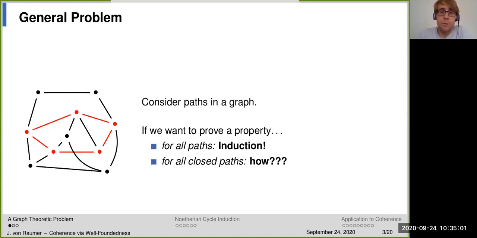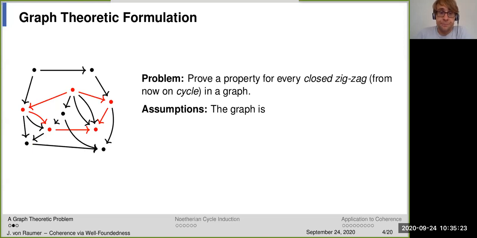But if you want to show a property that's indexed over all closed paths, then this approach first of all seems to fail, which is good, because the complexity in this is basically what allows us to do homotopy theory with something like homotopy type theory. But we're now in a situation where we have some further attributes on the cycles in the graph that actually allow us to have some sort of induction principle. And that's what this talk is about.